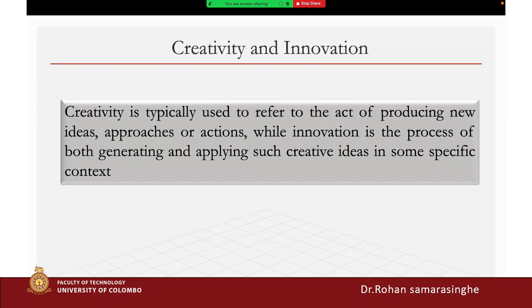Then you have to understand the difference between invention and innovation. When you consider innovation, it has a commercial value for the product, service or idea. But an invention is a creative idea that may not be commercialized. An invention can be converted to an innovation by applying the commercial part, a commercially viable component.